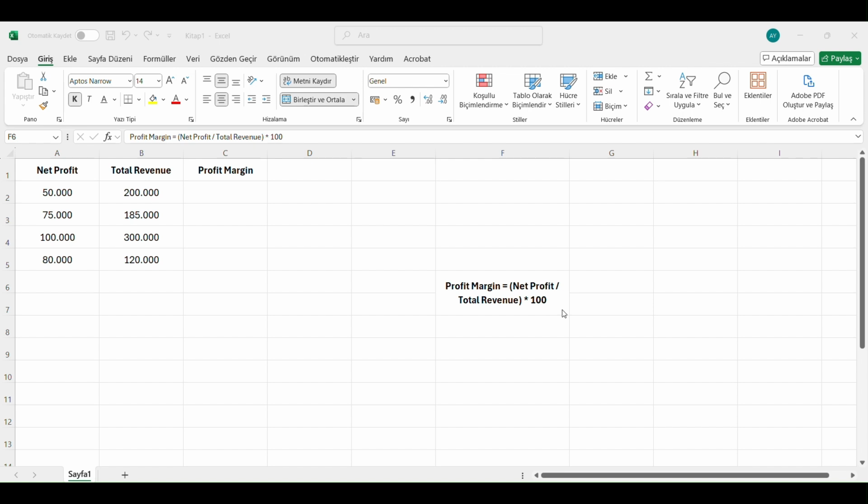You can follow a certain formula to calculate profit margin in Excel. This formula consists of dividing net profit by total revenue and multiplying the result by 100. So, the formula is here.